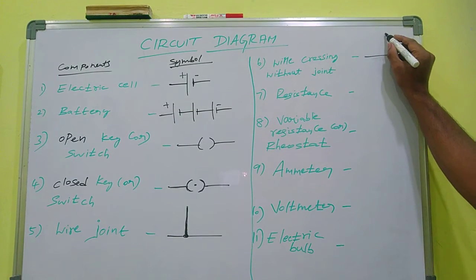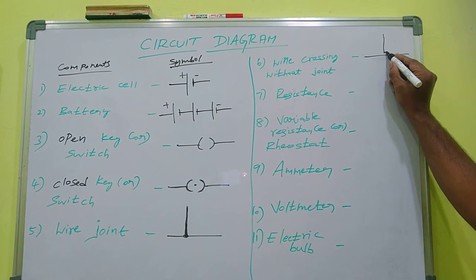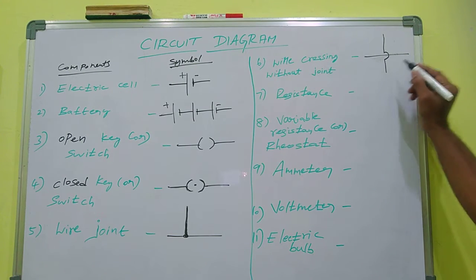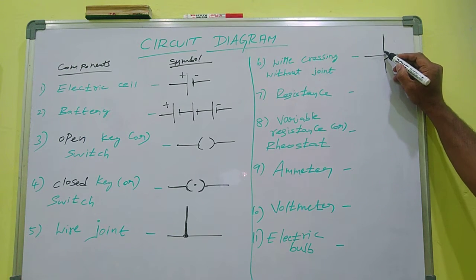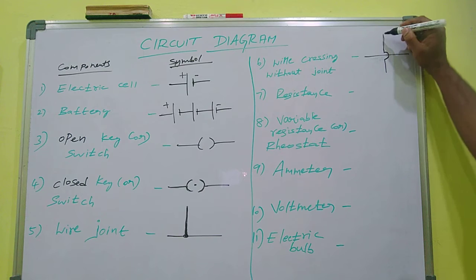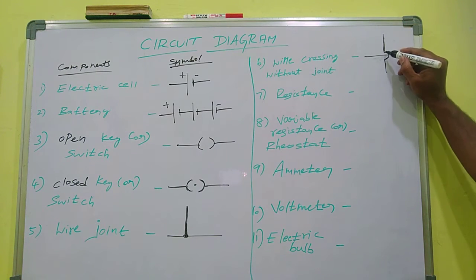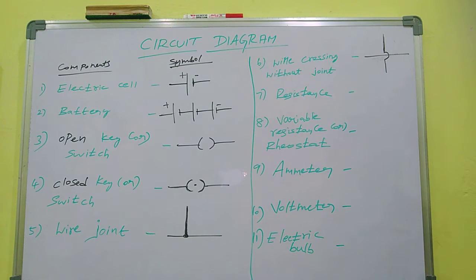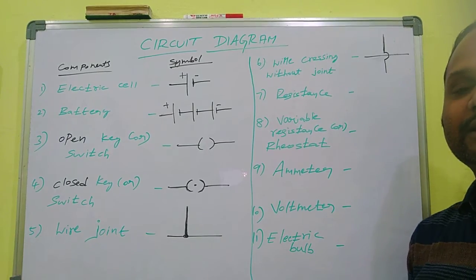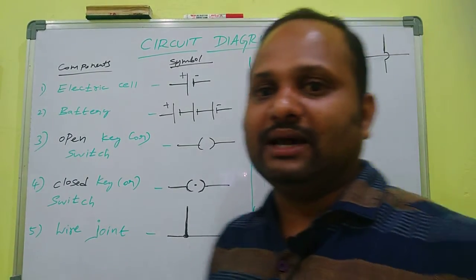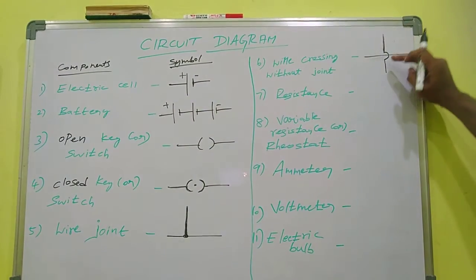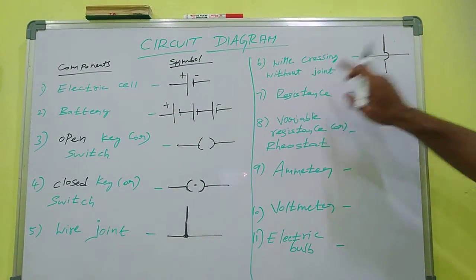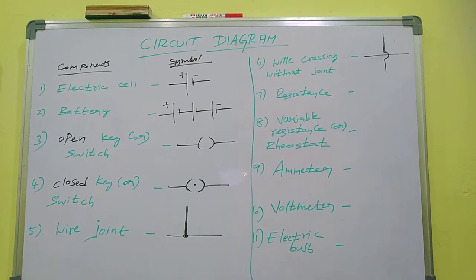Without connecting, we can use this symbol. Don't forget. Here, this curve represents that this wire is not jointing to that wire. These two wires are not jointing, but one wire is crossing over the other wire without joining. That is the symbol here.